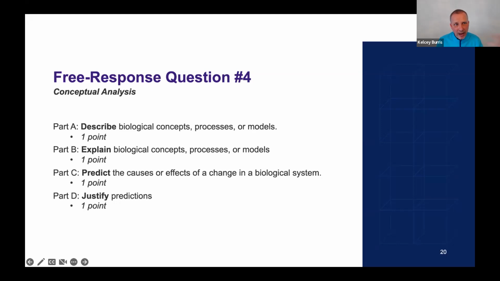So if you notice, when I highlighted describe and explain and justify, you'll notice they're all over these things. Now, they might use different task verbs, but it is a very important thing to understand when you're writing these FRQs.